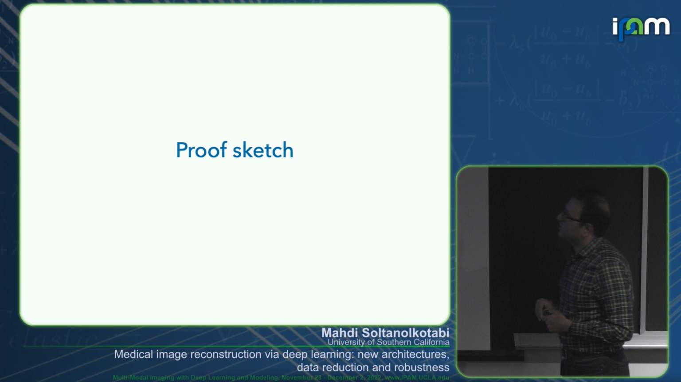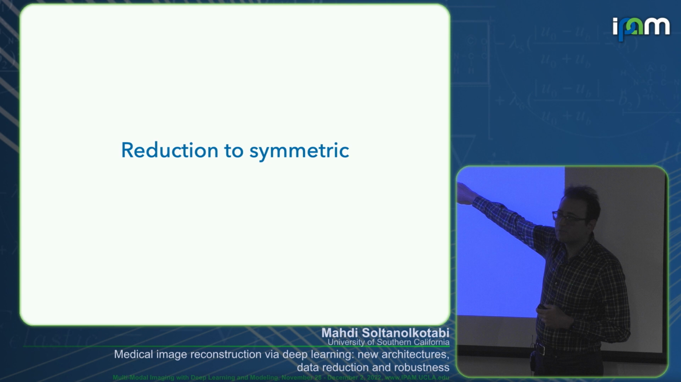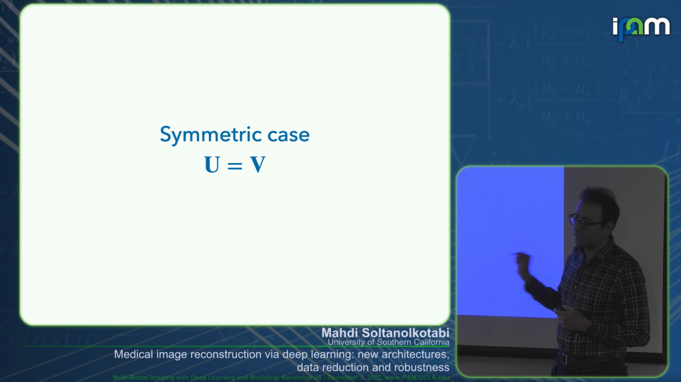So let me tell you how it is that small random initialization does power method, and that's the only proof that I'm going to do. There is an interesting reduction to the symmetric case, but that's lengthy, so I'll skip that. Let's pretend that things are symmetric, so you're doing symmetric matrix factorization. How is it that small random initialization helps?